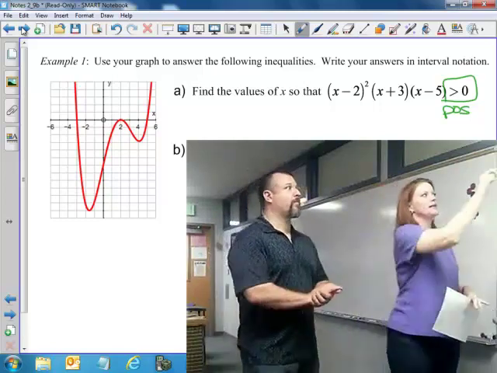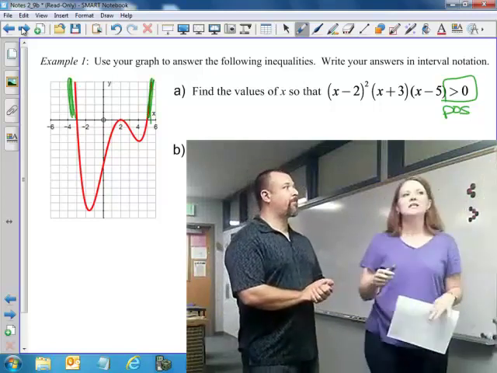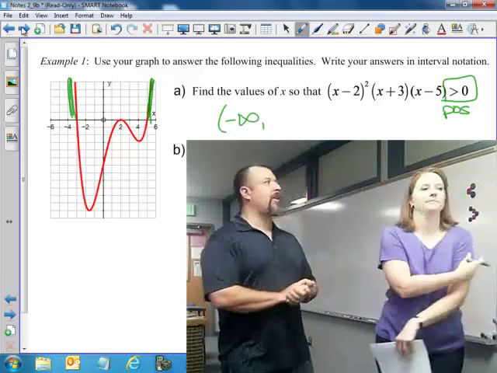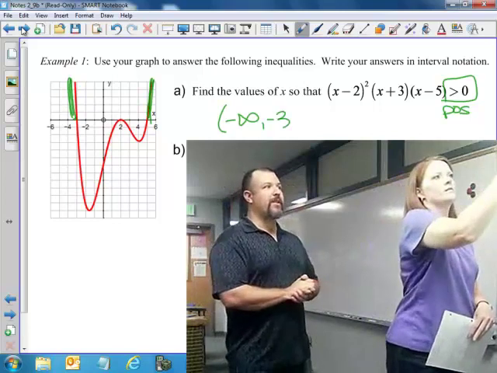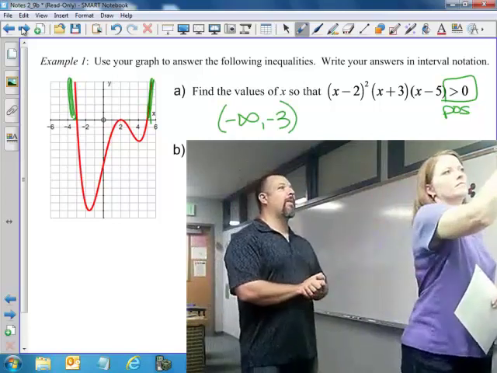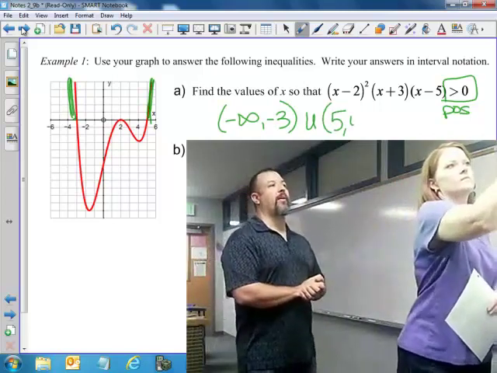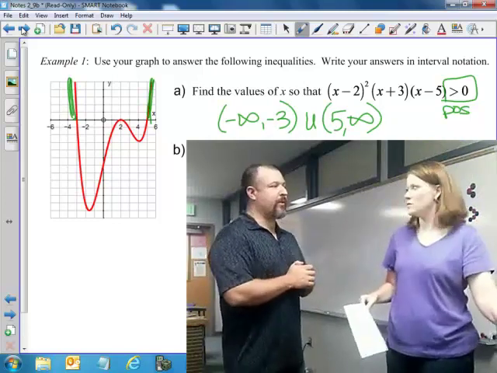Okay, so positive would mean we need to be above the x-axis. So that would be this over here. So what intervals are going to make us be above? Well, that's from negative infinity to that first 0 at -3. But because we're greater than 0, we're not going to include -3. And then we are above 0 from 5 all the way to infinity. And we do not include 5 because we don't get to equal 0.